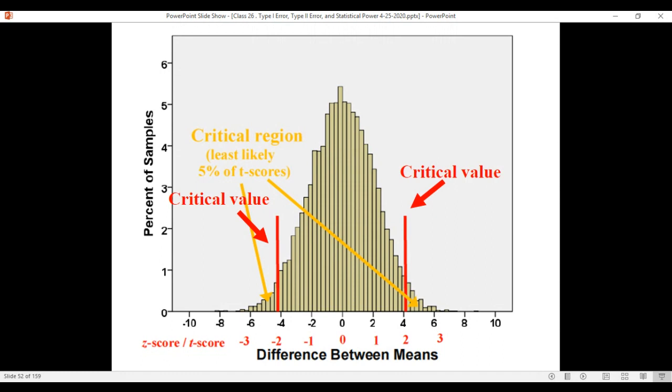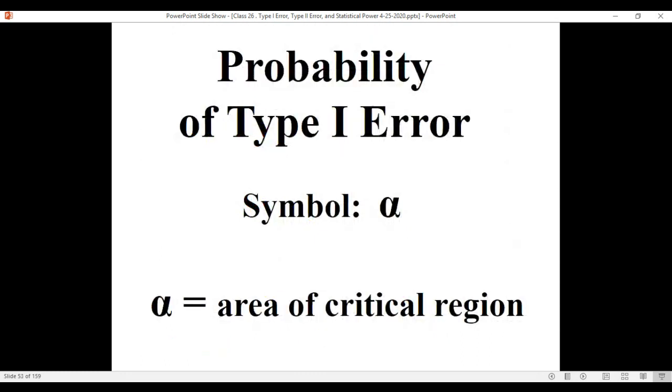Okay, now we know what the critical value is and how it marks the boundary or edges of the critical regions. Let's get back to type 1 error. The symbol for the probability of type 1 error is the Greek letter alpha, which looks a lot like an A. Alpha is equal to the area of the critical region. So the probability of making a type 1 error is the same as the area of the critical region.